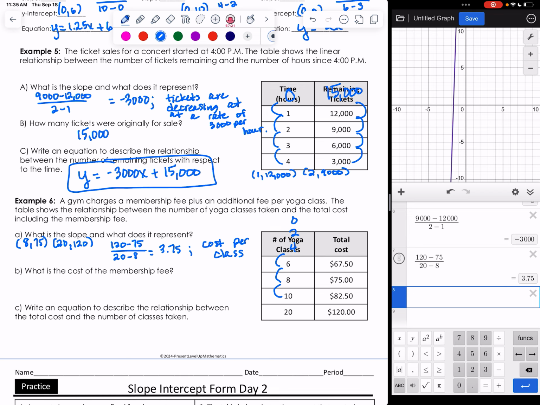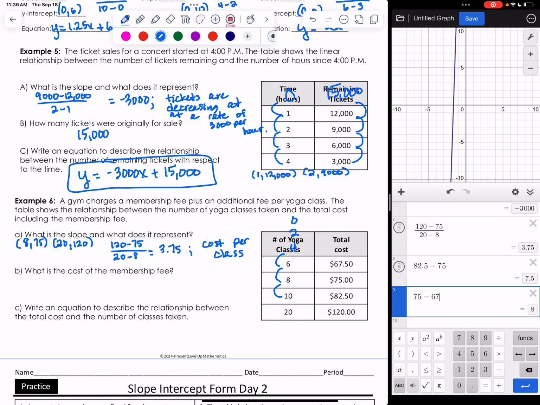So I'm going to take 82.5 minus 75, went down 7.5. Then 75 minus 67.5. So it looks like it's going down 7.5 every time. So 67.5 minus 7.5. So this would be 60.